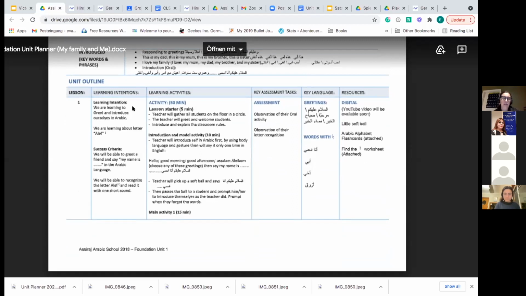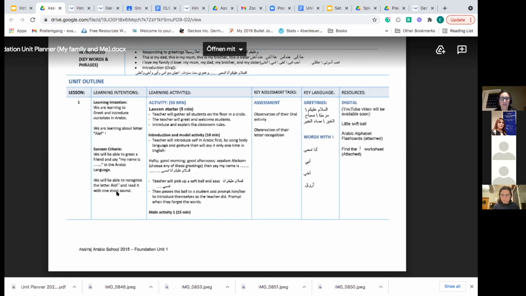So the learning intention is we are learning to greet and to introduce ourselves in Arabic. So that's what we are learning today. That's our goal. We're also learning about the letter Aleph, and then we have success criteria. So when we achieve that, we reach the lesson goal.